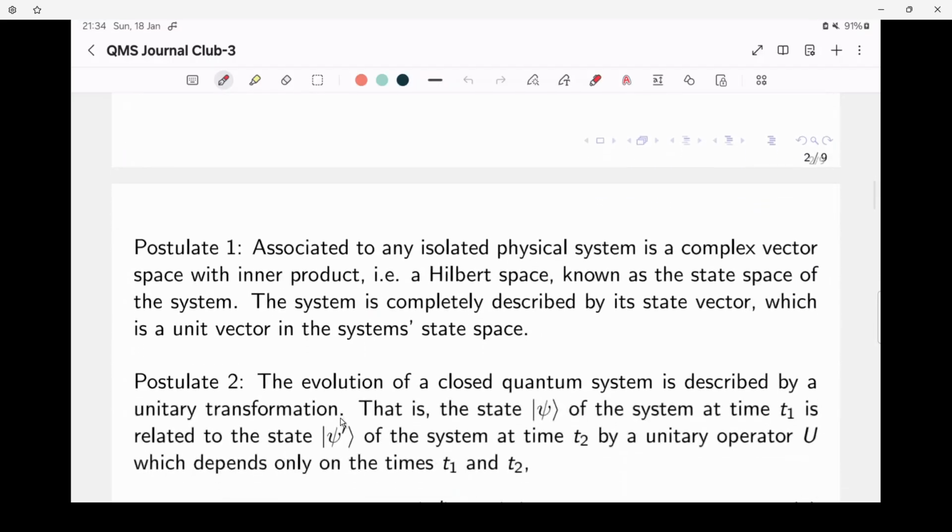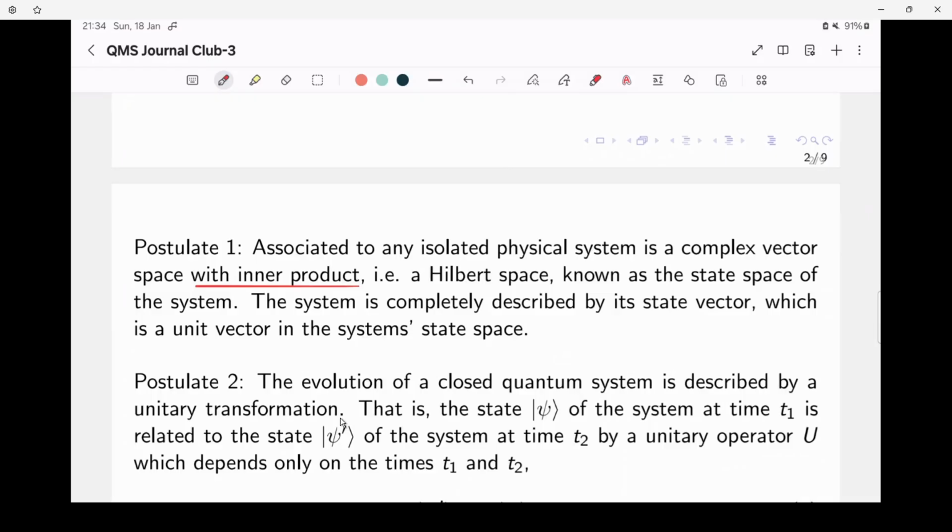The first postulate, as we know, is that if you have some isolated physical system, when we want to describe it in quantum mechanics, we always use a complex vector space with inner product. You don't necessarily need a vector space, you just need the inner product structure. So any state space with the inner product structure, we usually call a Hilbert space.